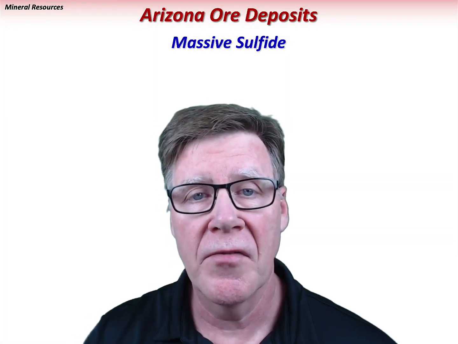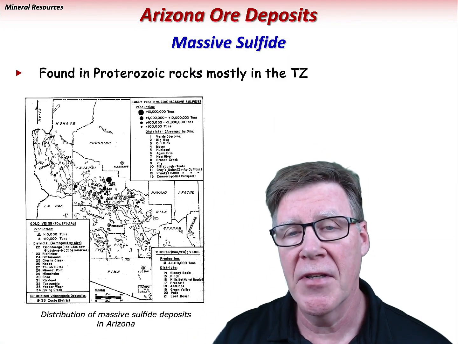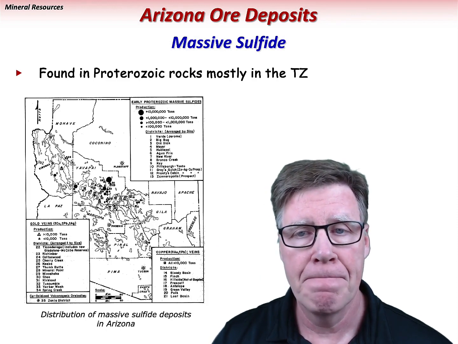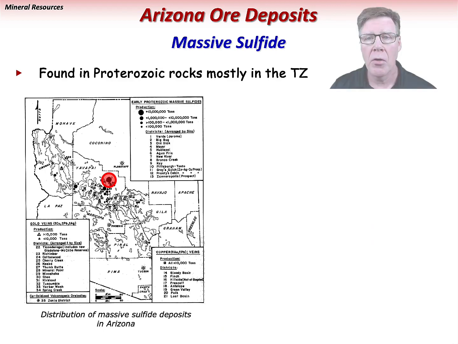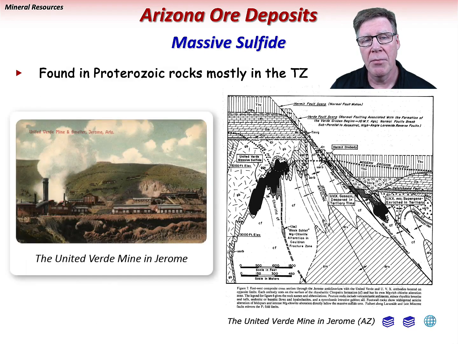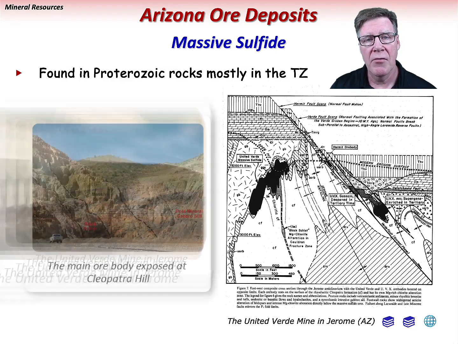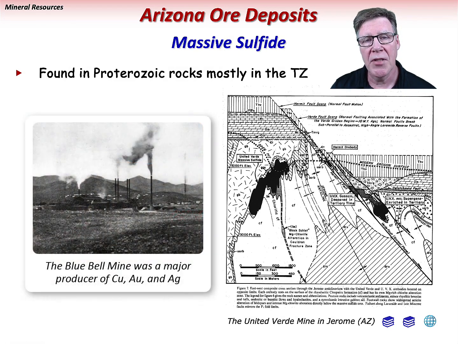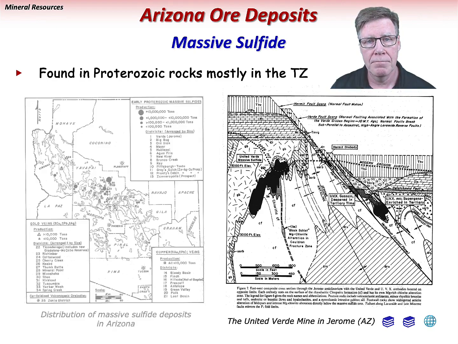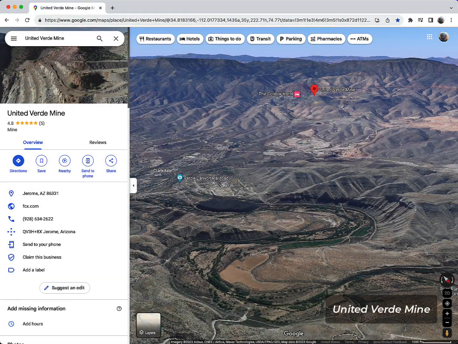Massive sulfides are found in Proterozoic rocks of the transition zone in central Arizona and are typically mined using underground methods. Located in Jerome, the United Verde mine was a large mining operation from 1883 to 1953. Smaller but similar types of deposits are scattered throughout the mountains of central Arizona. The United Verde mine is located in the Black Hills of central Arizona.